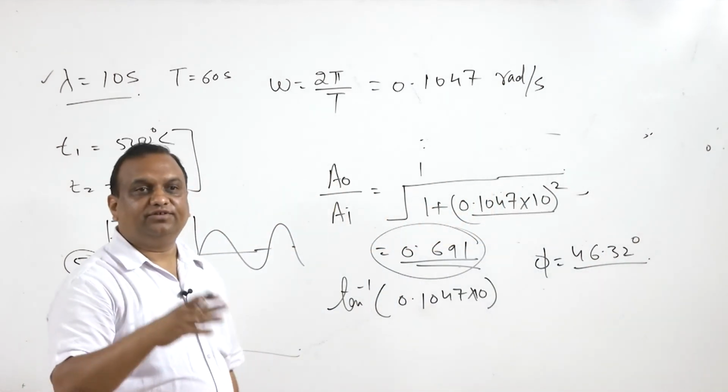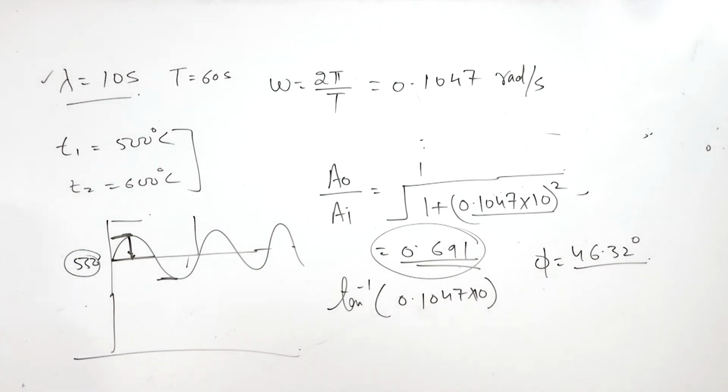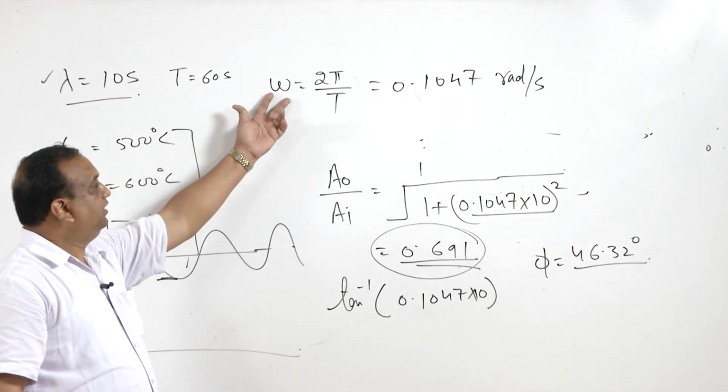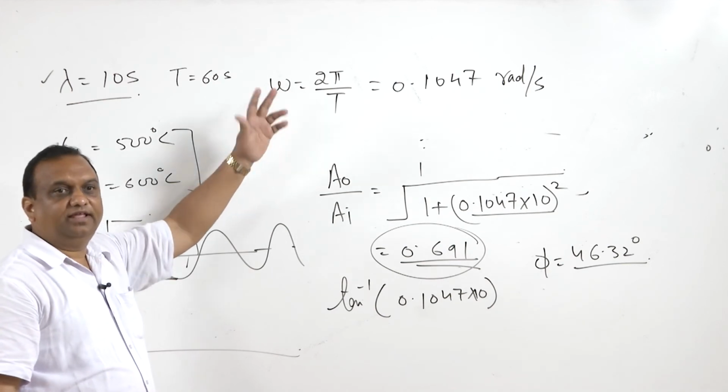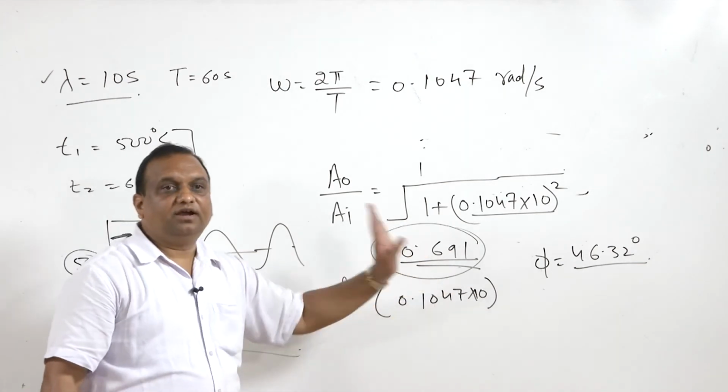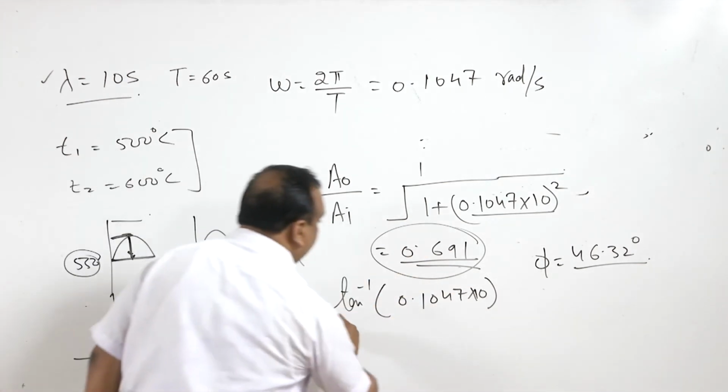Now again this 46.32 degrees will be converted into radians, and these radians will again be divided by the frequency input, or cyclic input, and then we will be getting the time. This is phase lag.